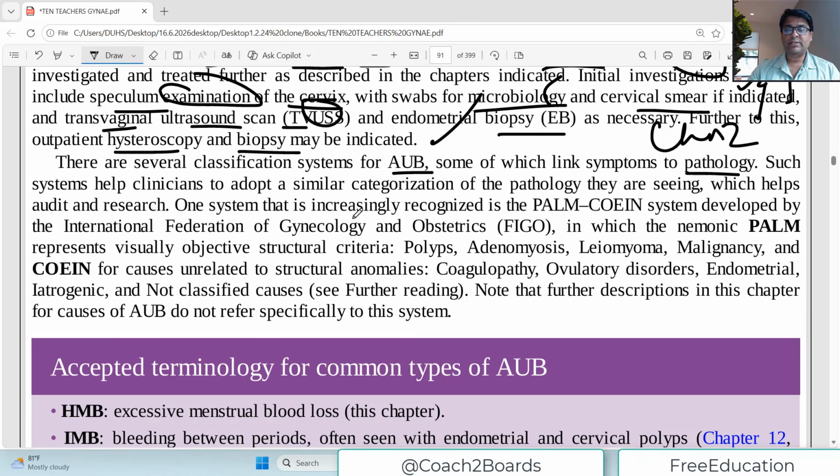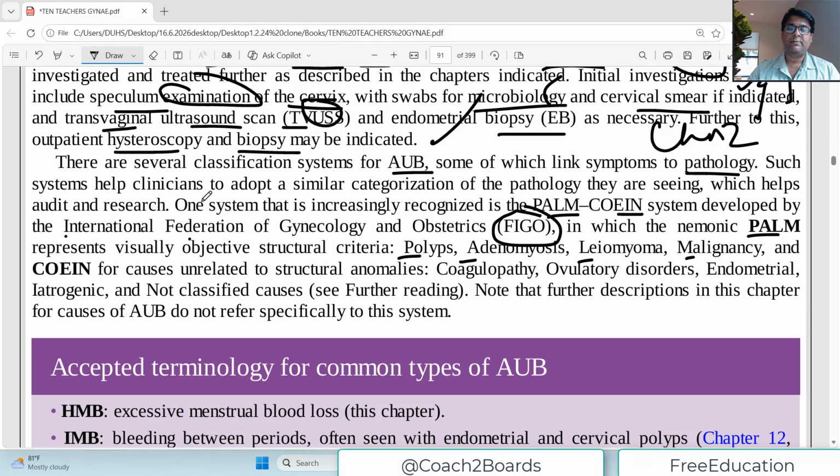एक system है which is increasingly recognized, known as the PALM-COEIN system. It is developed by the International Federation of FIGO से develop हुआ है, you know that, in which the mnemonic PALM represents visually objective structural criteria. So polyps, adenomyosis, leiomyoma, malignancy. So this is the PALM thing, right?